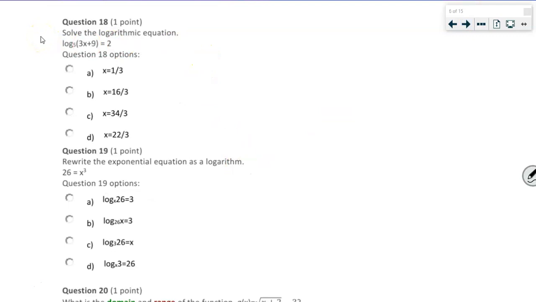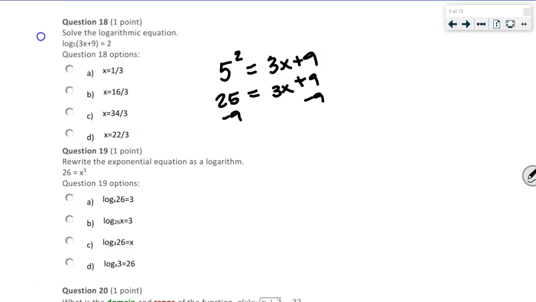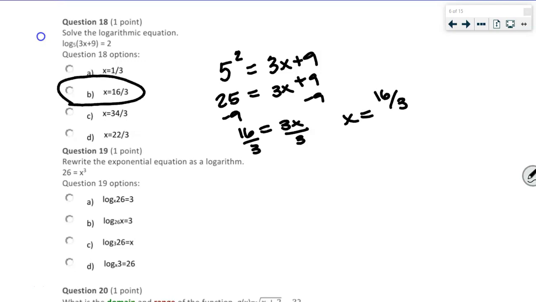Number 18, solve the logarithmic equation. So on this one, what we want to do is take this and put it in exponential form. So we're going to take our base, which is 5, and take it to the power on the other side of the equal sign, and set it equal to what we're taking the log base of. So this is going to be 3x plus 9. So we'll just do 25 here first, and 3x plus 9. We're going to subtract 9 from both sides. So this is going to be 16 equals 3x. Going to divide both sides by 3. So x is equal to 16 divided by 3, which is that answer right there.